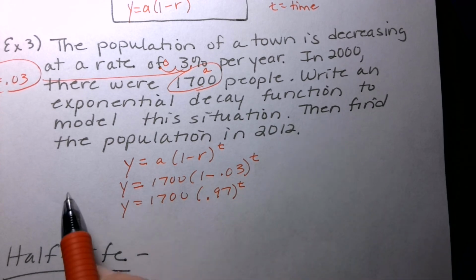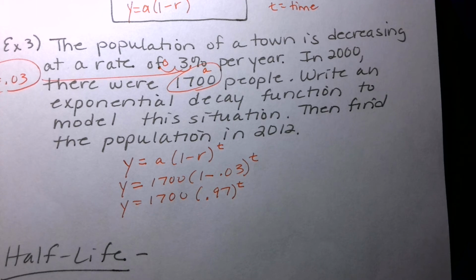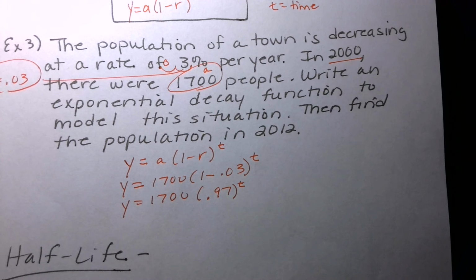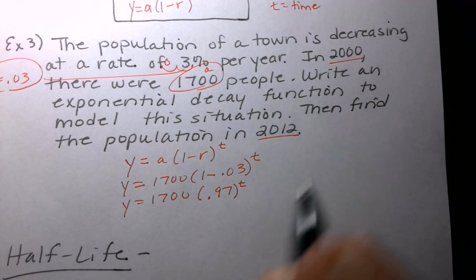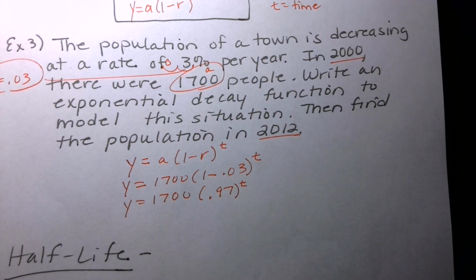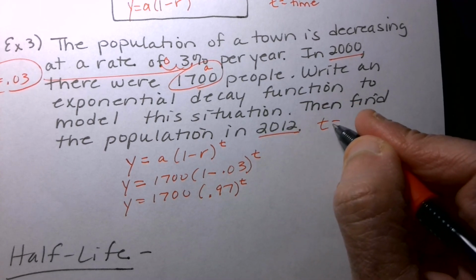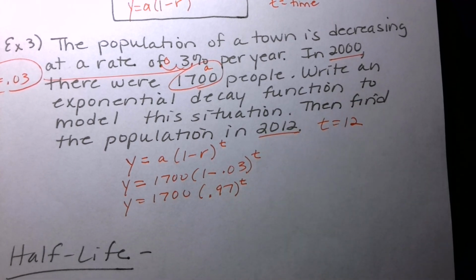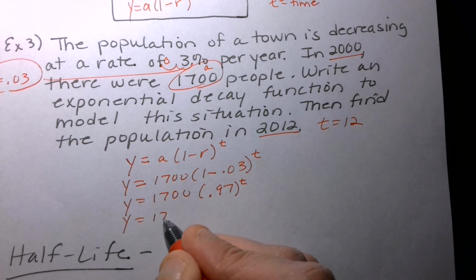It says, then find the population in 2012. Okay, well, they don't directly tell me t, do they? But you can figure it out because you can see how much time has elapsed. This was started in 2000, and they're asking about it in 2012. So that means our t is going to be 12 years. So we're going to plug that in for our time.